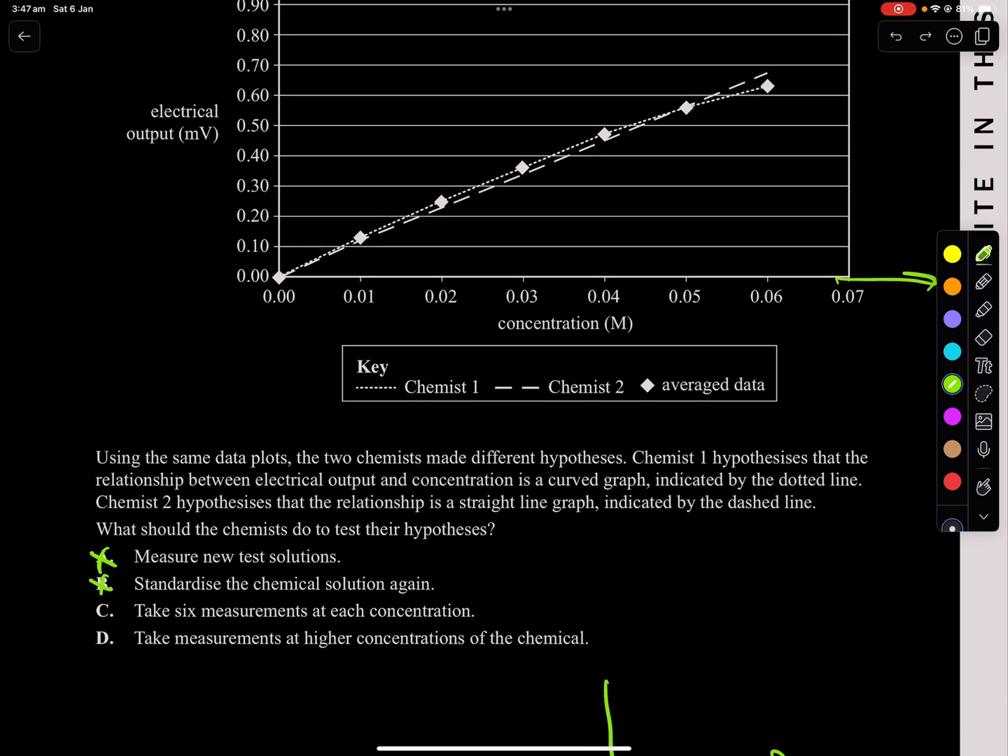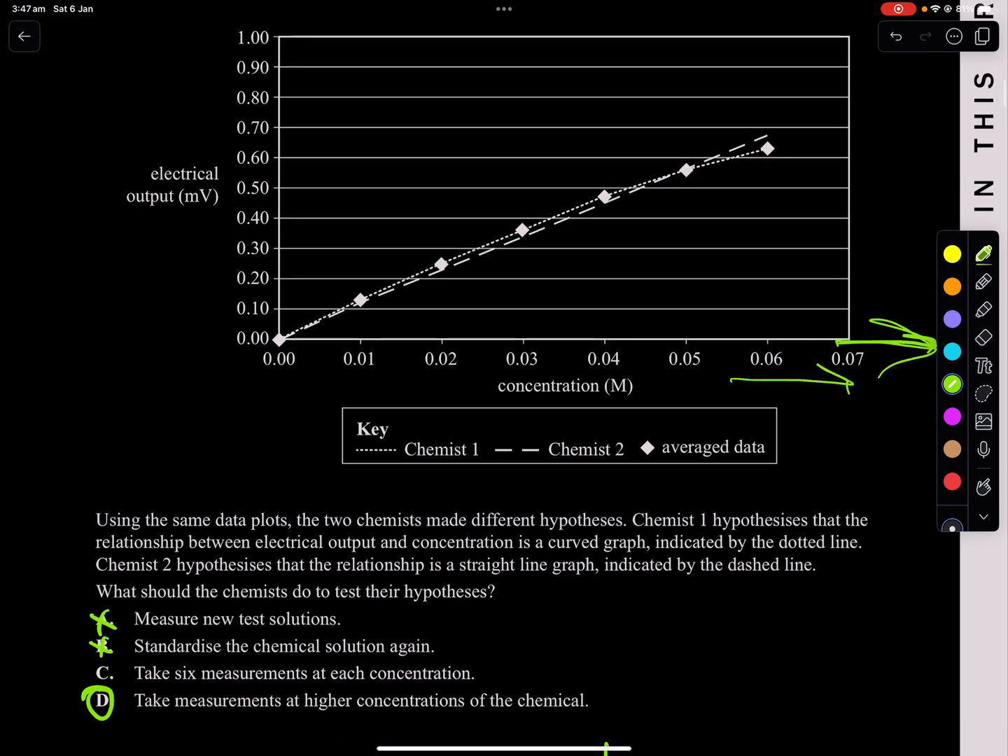What about the next one? Take measurements at a higher concentration of the chemical. If you take measurements at high concentration and plot those points, you will actually see what the curve looks like. Does it look like a curve, or does it look like a linear proportionality? So D would be the best here, I would say.